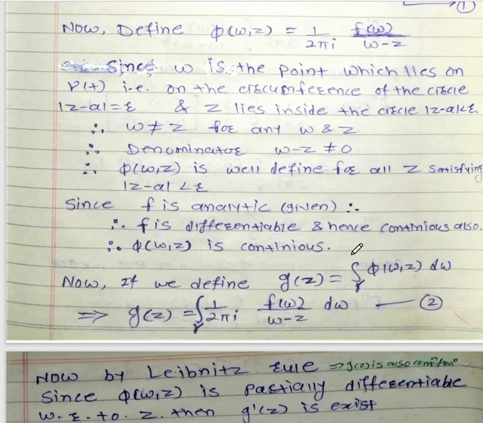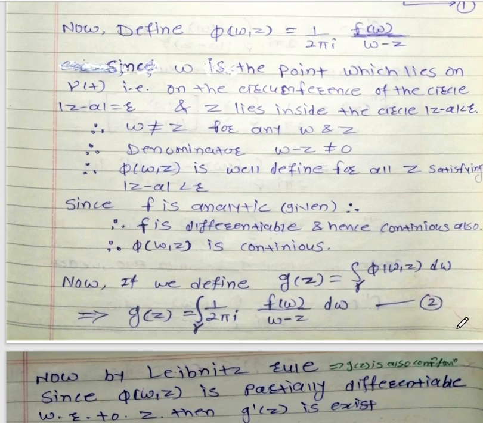Now again we will define another function, that is g of z, equal to the integral over gamma of phi of w, z, dw. Which implies g of z equals, putting the value of phi of w, z from this definition, 1 upon 2 pi i, integral of f of w upon w minus z, dw. Let us consider this as equation number 2.